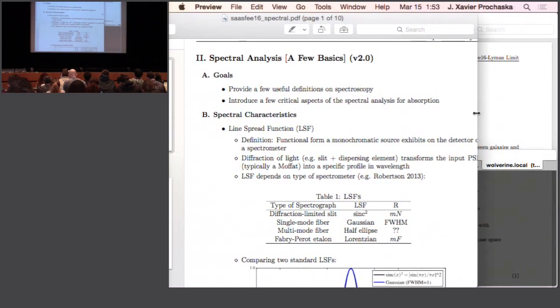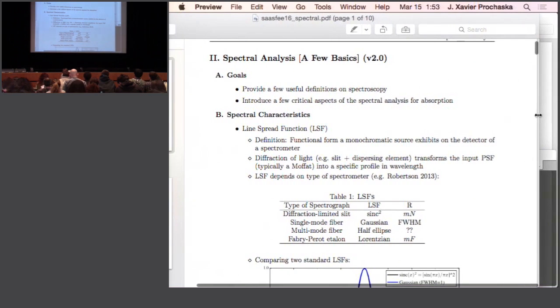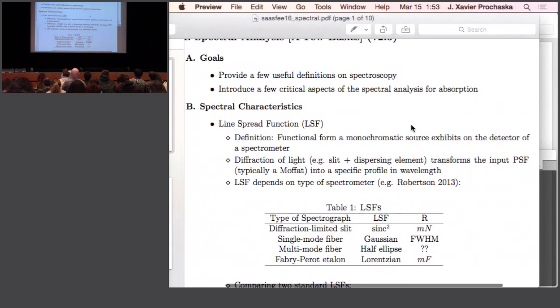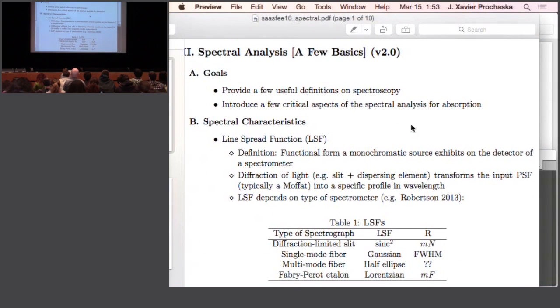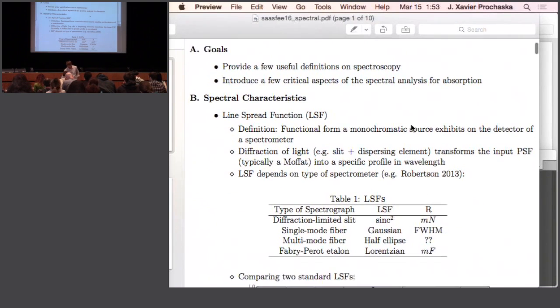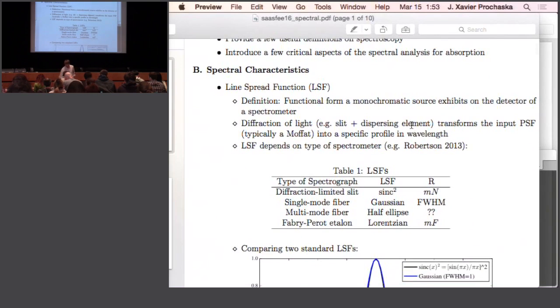So, some spectral basics. And I'm going to have some slides that go with this too. So I just want to provide a few useful definitions on spectroscopy. This is not a course in spectroscopy, although we are using spectroscopy to study this gas both in absorption and emission, so it's nice to have us on the same page. I wanted to point out a few salient aspects of spectroscopy that we use when describing the data, sometimes misuse, so I wanted to put us on the same page, at least on my page.